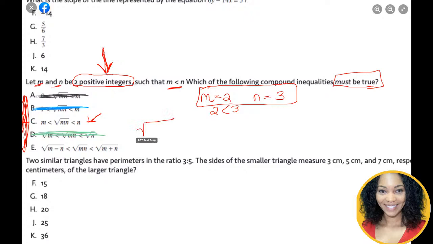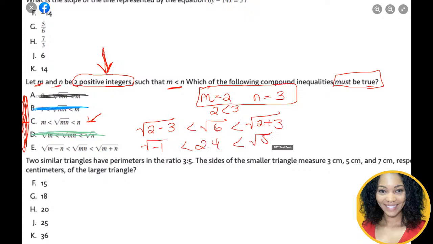So we have the square root of 2 minus 3 less than the square root of 6 less than the square root of 2 plus 3. So 2 minus 3 is a -1, and there is a problem right there because we are not going to be able to take the square root of a negative number and have a real value. So we can eliminate E, and the answer is indeed C.